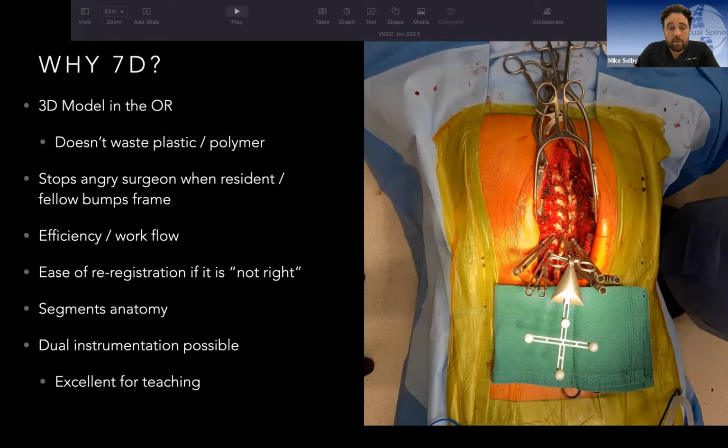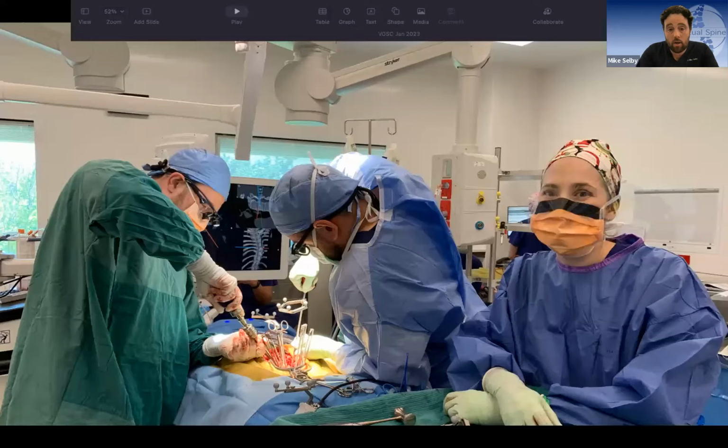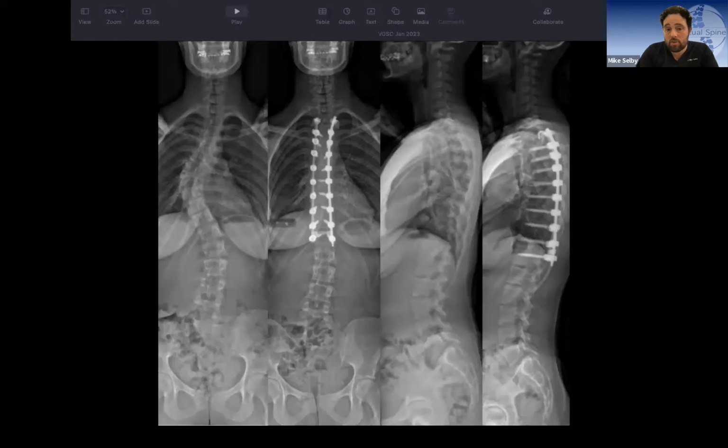It segments out the anatomy. We talked about that briefly before. You can actually do dual instrumentation with it now with the KY type marker or the virtual KY. And that also makes it excellent for teaching. So I can literally be putting in a screw at the same time as my fellow or resident is on the other side. And this is a case we were doing together, just a routine AIS case.